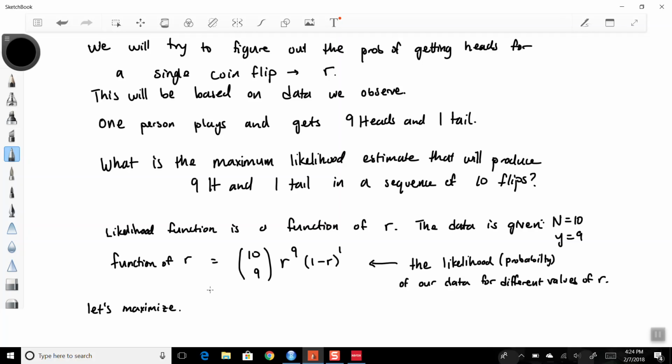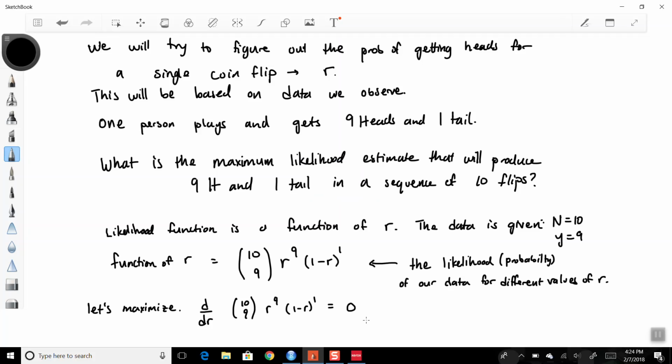Okay, so what we're going to do is take the derivative with respect to R and set that equal to 0. So the derivative of this, and we'll set it equal to 0 and solve for R.